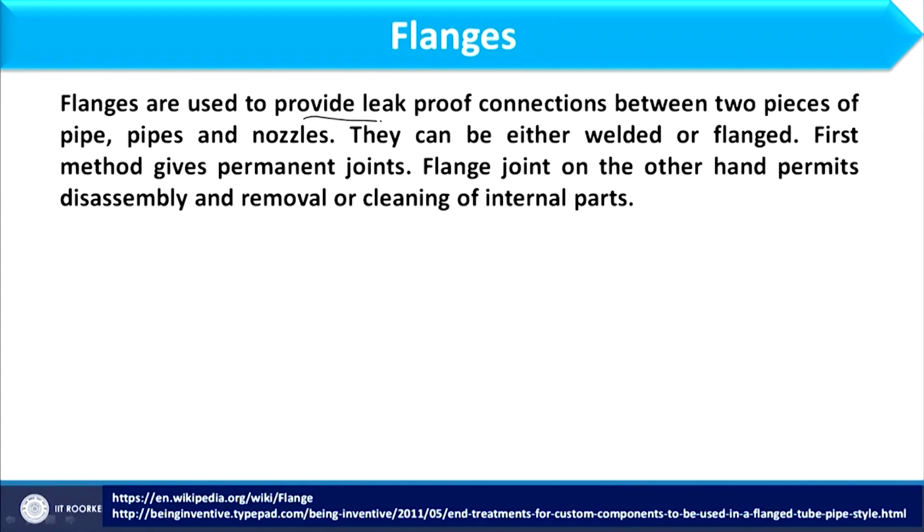So, what is a flange? First of all we will discuss that, and then we will discuss the types of flanges. So, let us define flanges. Flanges are basically used to provide a leak proof connection between two pieces of pipes and nozzles. So, flanges are used to connect either two pipes, or a pipe with a nozzle, or a nozzle with a cover. In all these cases we need flanges.